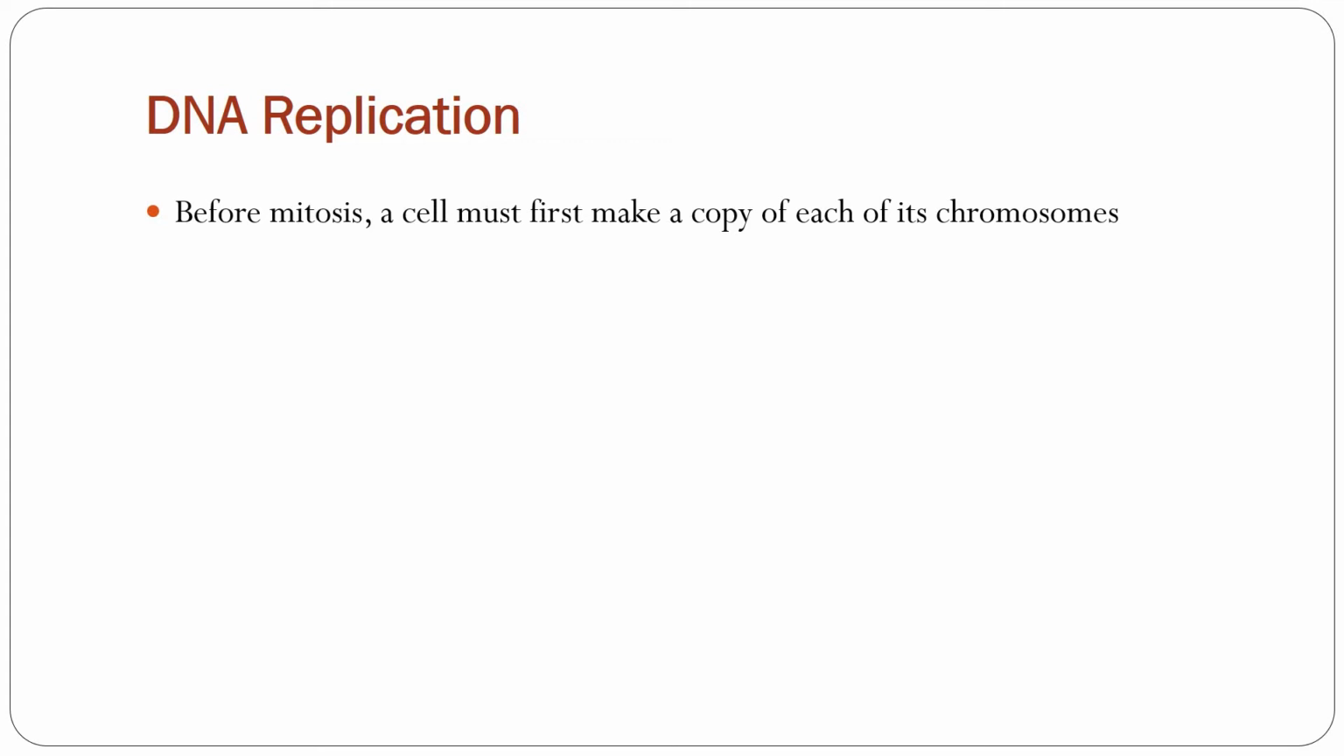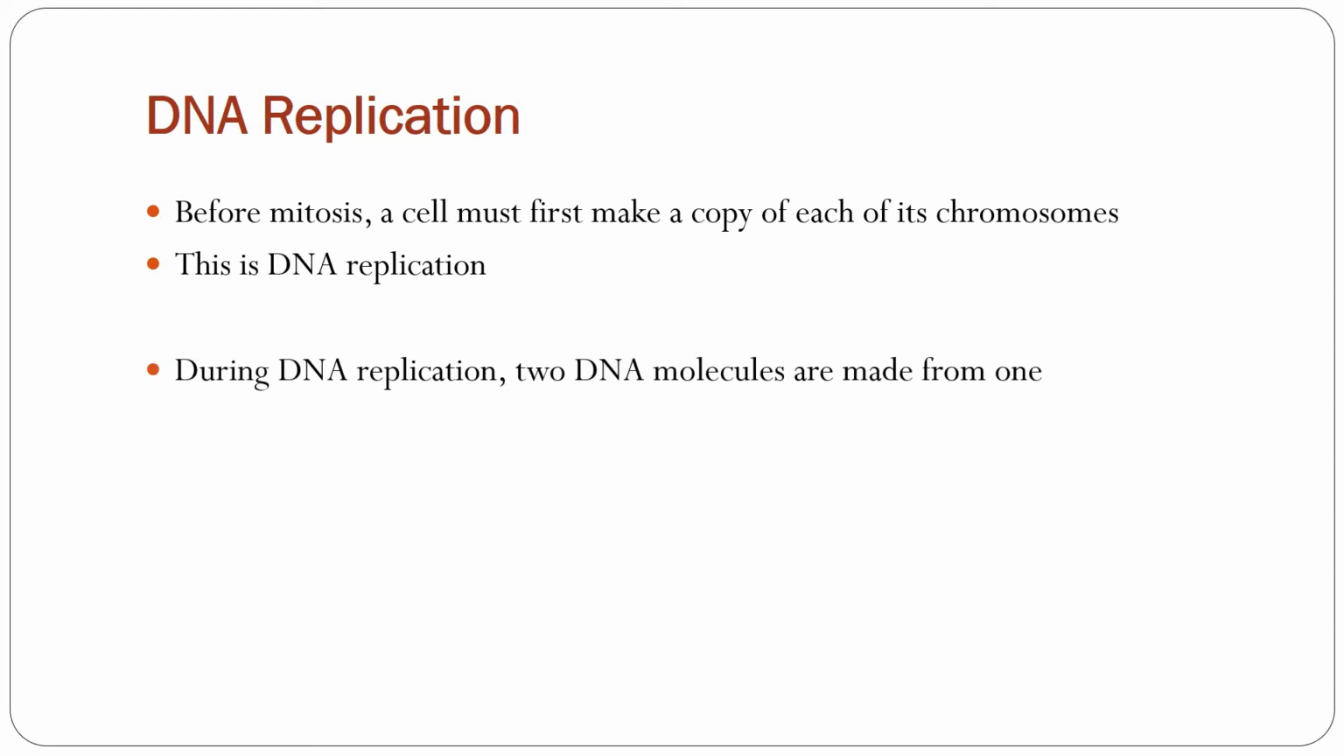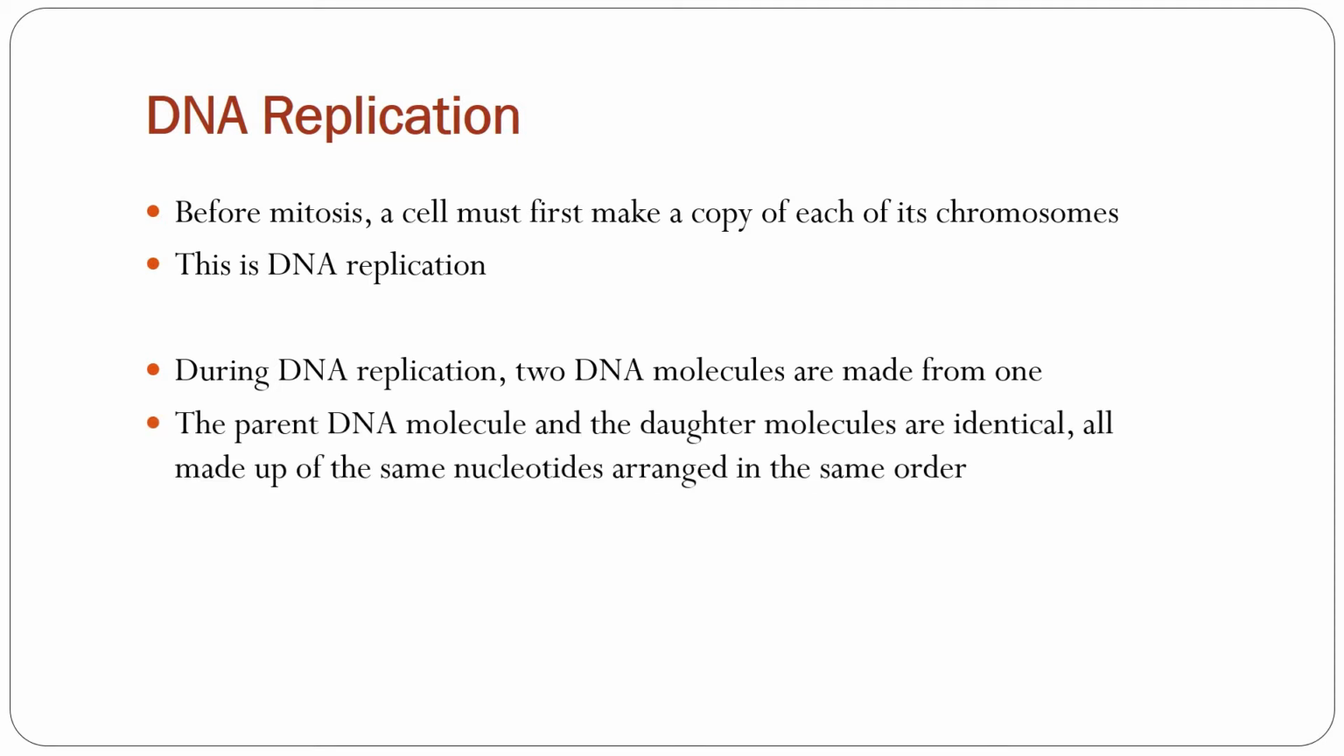We learned this last year, where for mitosis to happen, you have to have a copy of the DNA, and those chromosomes are the DNA. And when that replicates, it gets itself ready for mitosis. So during that replication, 2 DNA molecules are made from 1. And the parent DNA molecule will have the exact same DNA as the daughter molecules. So they're going to be identical, and they have the same nucleotides arranged in the same order.